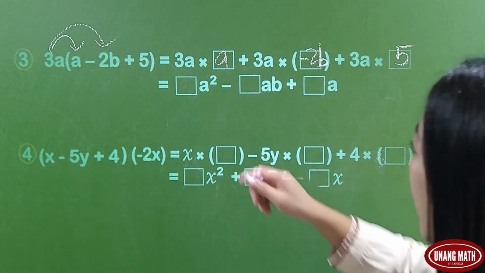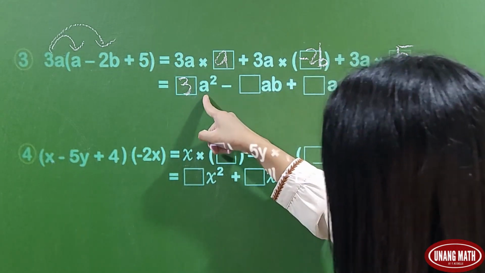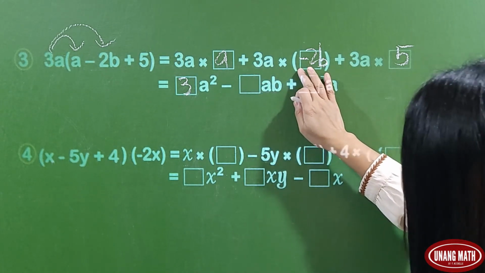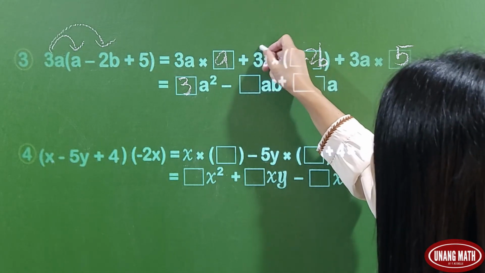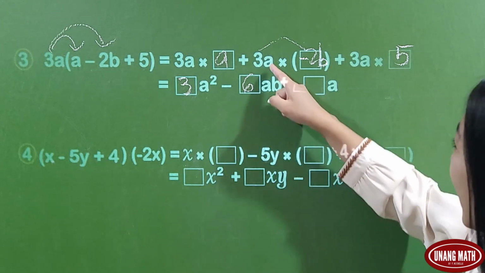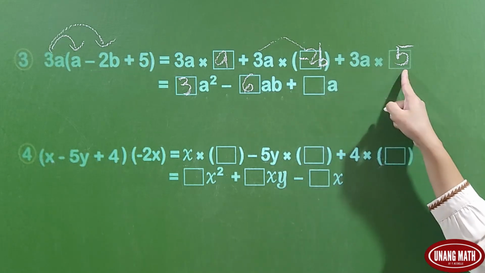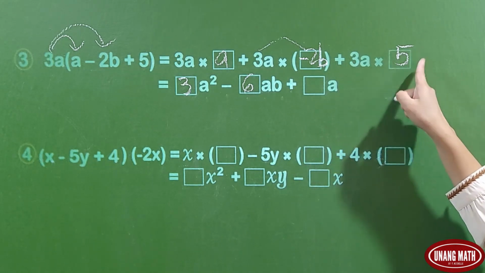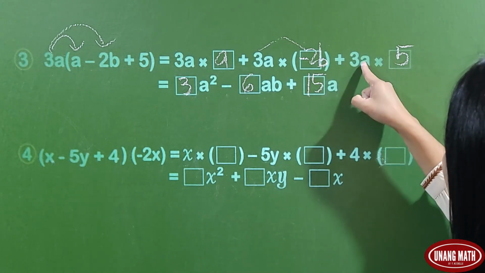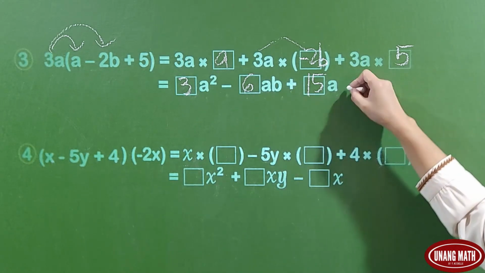Now let's simplify. 3a times a, so this is 3, and then a times a is a squared. So 3a squared. What about 3a times negative 2b? So 3 times negative 2, that would be negative 6. And then a times b is ab. So this is minus 6ab. And for the last one here, we have 3a times 5. So 3 times 5, that is 15. And just copy the variable a. So we have 3a squared minus 6ab plus 15a.